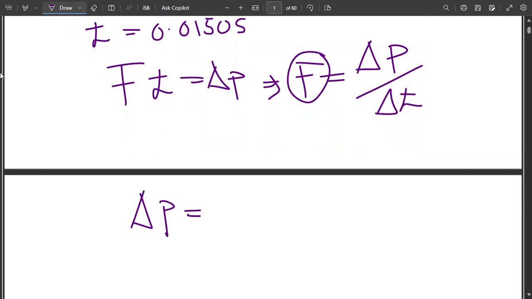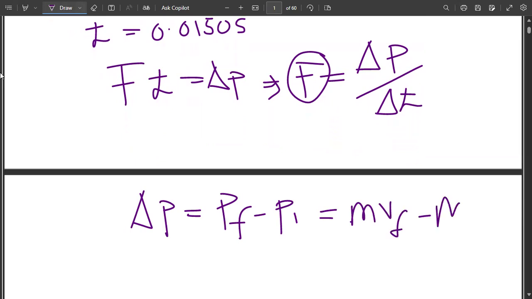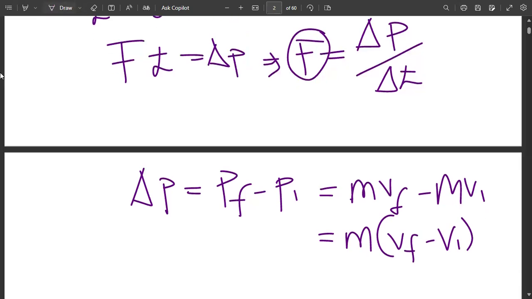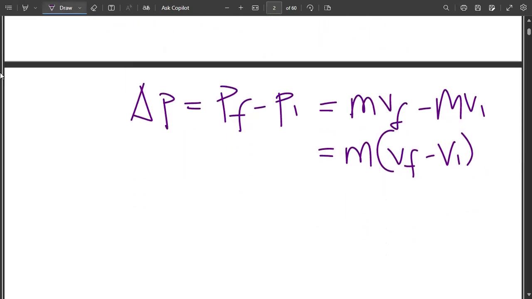Change in momentum is equal to final momentum, P final, minus initial momentum. This will be equal to m v final minus m v initial. If I factorize this and simplify it, I'm going to get m outside, then v final minus v initial. So this is the formula that is going to give me my actual change in linear momentum. We can plug in the values that we've been given.